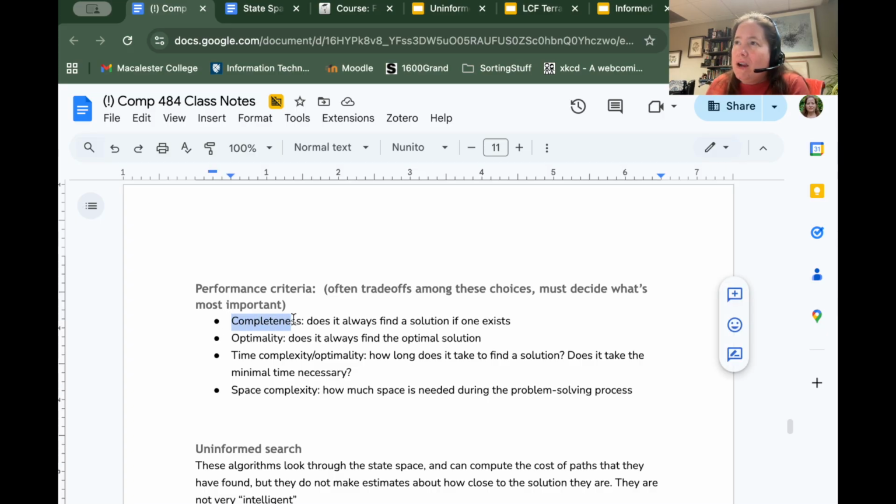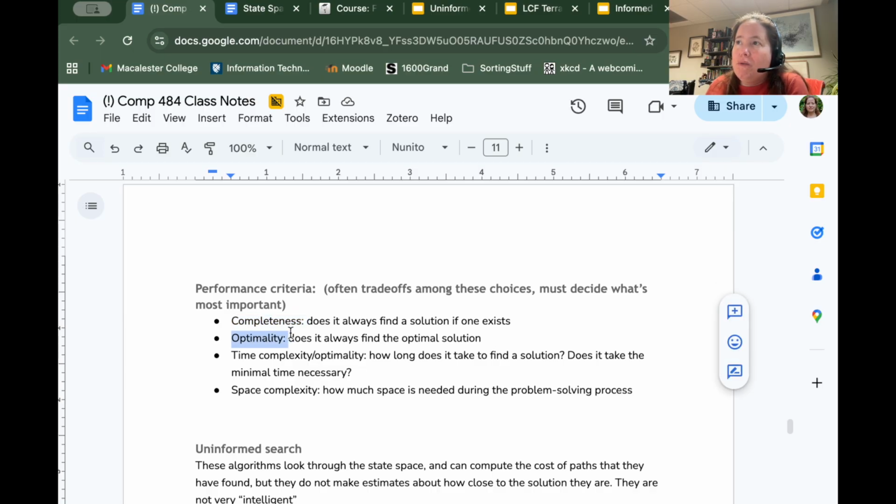So one criteria we can look at with our algorithms, we're thinking of our algorithms as being embedded in an agent, so our little agents, is completeness. And that means if we give it any possible problem of the type that it's supposed to work on, will it always find a solution if one exists? Is there a possibility that it might never find a solution? It's not complete if it can't always find a solution, or at least recognize in a finite time that no solution exists.